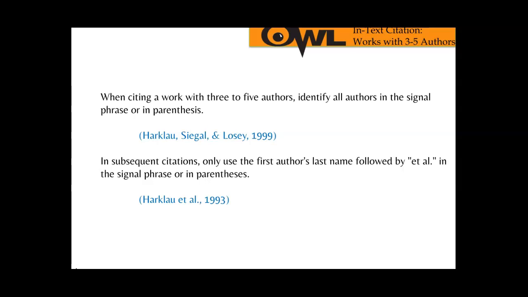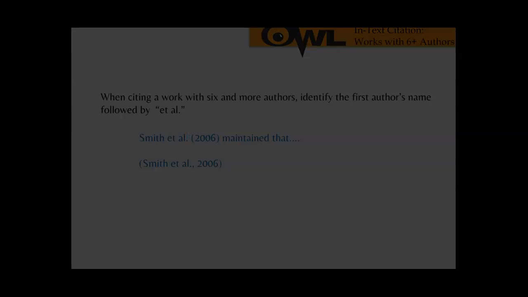If you are citing a work that has more than one author, actually 3 to 5, you're going to identify all the authors in the signal phrase or in the parentheses. And then if you use that same resource again later on, you can use et al. instead of listing out the names like they did here. And that's for 3 to 5 authors. The initial time that you use them, you will write out all their names. Subsequent times, you would use et al., for 3 to 5 authors.